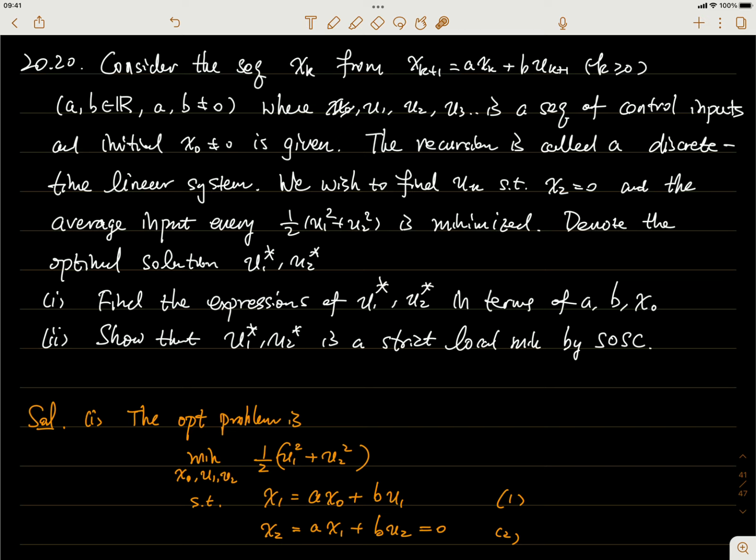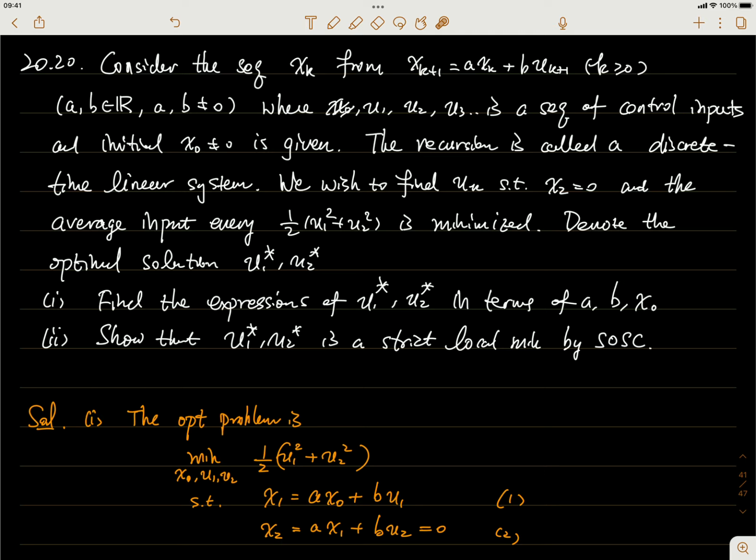Okay, problem 20.20. Now suppose we have a sequence of xk that is generated in this way. I think I changed this from uk to uk plus 1, because later on it seems to be asking for u1, u2. There's no u0, so I start from uk plus 1 here.